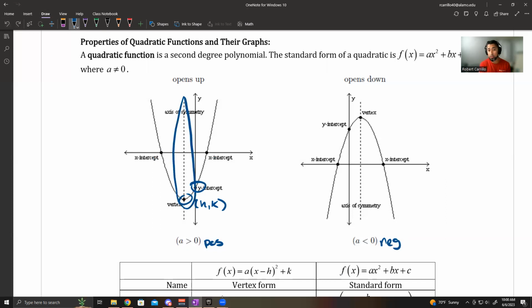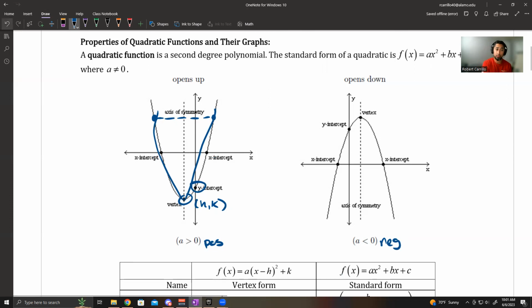This is the line that cuts straight through your vertex, straight through the parabola, and it allows you to reflect points across it. So you always need 3 points to graph a parabola. You need a vertex, and you need a point to the left of the vertex, and a point to the right of the vertex. Let's say that you had a vertex and you had a random point up here. Well, in order to find that third point, you could use the axis of symmetry to reflect it across, and you get your third point, and all you have to do is connect your points to graph it.